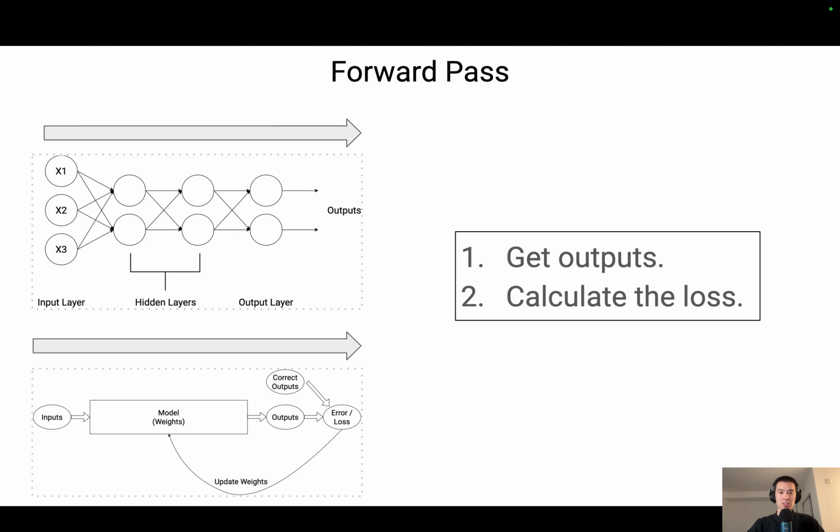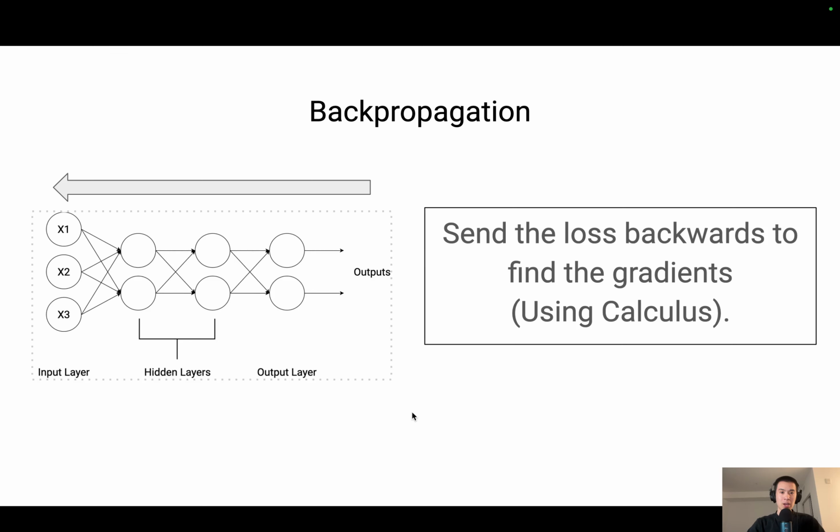Let's talk about the forward pass. Number 1, get the outputs. Number 2, calculate the loss. I have 2 diagrams here to demonstrate what happens in a forward pass. I find the second picture or diagram to be more obvious. The inputs go through the model. The model gives us the outputs using its weights. The outputs are used to calculate the error/loss. Then backpropagation, send the loss backwards to find the gradients using calculus. Now, I don't know calculus, so we will not go over the math being used here. Just remember that in backpropagation, loss is used to find the gradients.